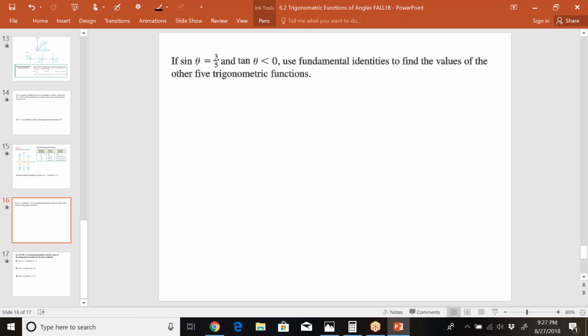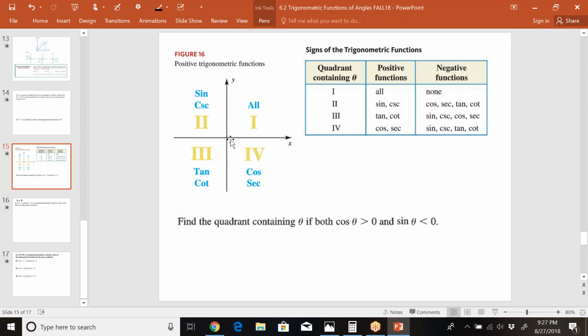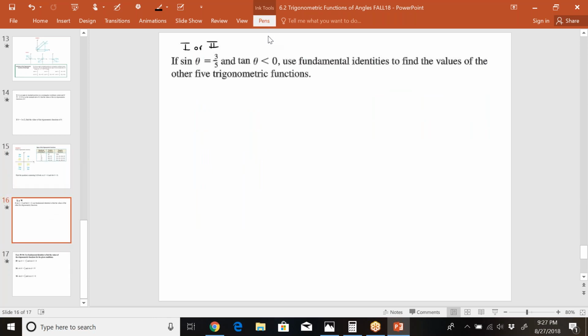Sine theta is 3/5. That's a positive value, so sine is only positive in either quad 1 or quad 2. You have to determine where to draw your triangle, or this will not give you the right ratios, because sometimes you are going to get some negative answers. And tangent is negative. So let's look back at this slide. Remember, tangent is positive in the 1 and the 3, so that means tangent is negative in 2 and 4. So I'm going to write that tangent is less than 0 in 2 or 4. The quadrant you draw your picture in is the one that they have in common.